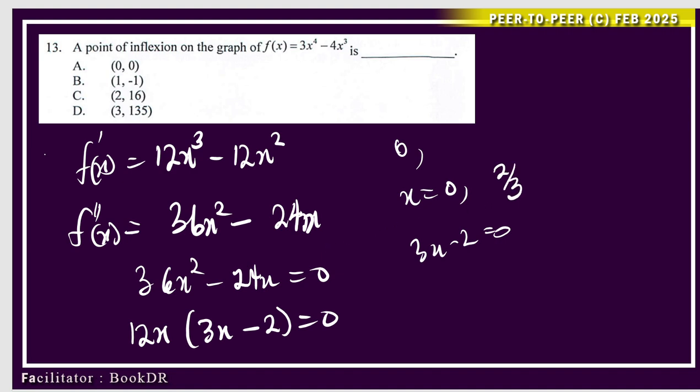Good. So this one, in order not to waste our time, when x is equal to 0, y is equal to 0, the function will also be equal to 0. So the correct answer in this case is A. 0, 0 is a point of inflection.